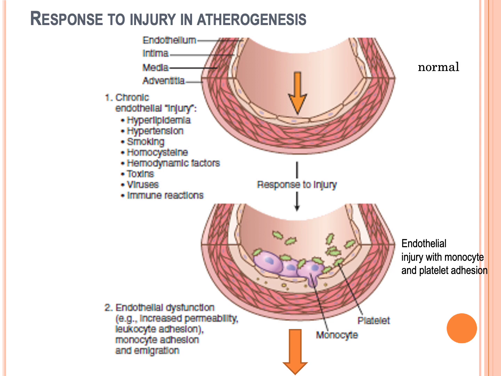The second figure below shows the vascular wall after chronic endothelial injury. So this vessel starts to respond by increasing the vascular permeability in one hand, and then the monocytes and the platelets start to adhere to the vascular wall and immigrate through.